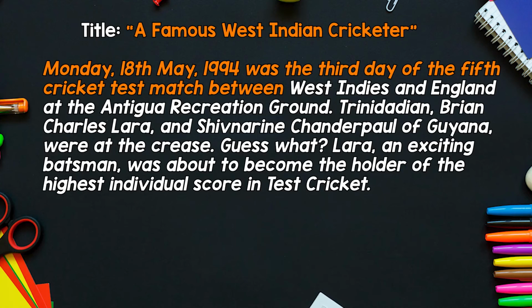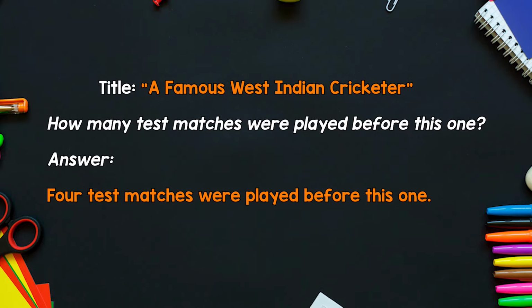So let's see. The first line in the passage says, Monday, 18 May 1994 was the third day of the fifth cricket test match. Now, if it was the fifth cricket test match, how many matches were played before? Of course, it had to be 4 because you'll get 1, 2, 3, 4, and then 5: the first match, the second match, third match, fourth, and then the fifth. So 4 matches were played before that one.